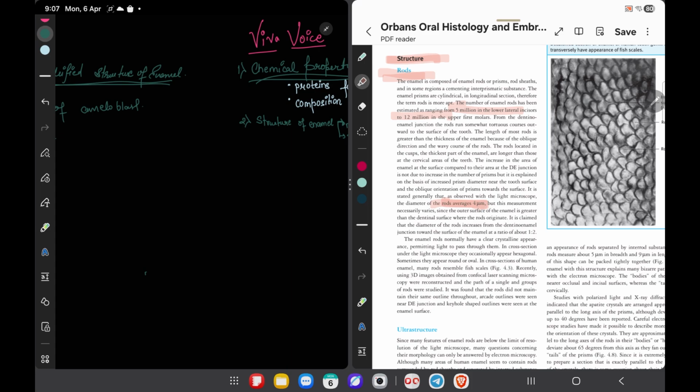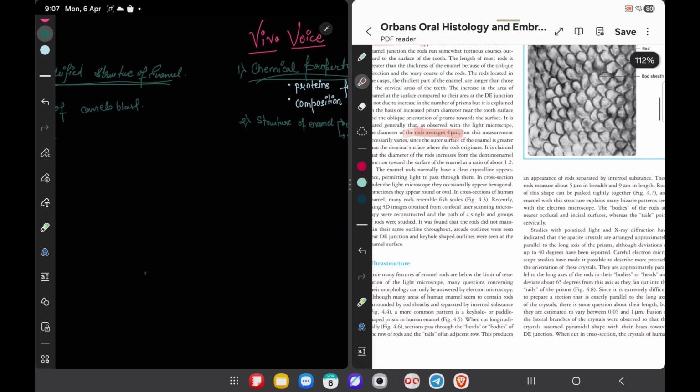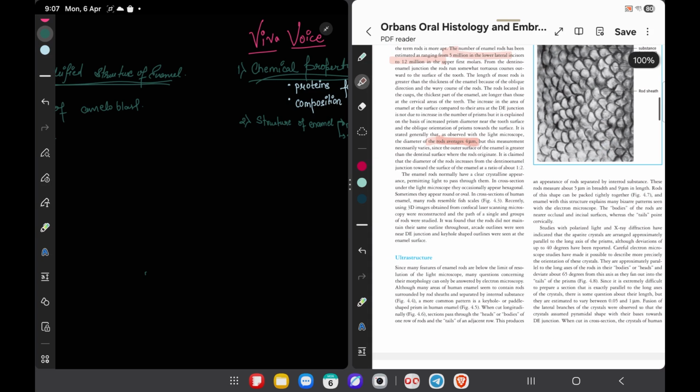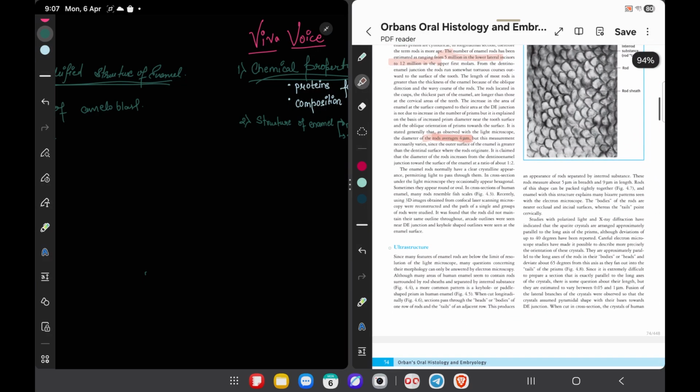So you will talk about enamel rod in this paragraph, and you will have to write about its width, its appearance, where it is more dense, where it is less dense, what direction it follows. Everything will be in this chapter. Everything about ultrastructure. Ultrastructure means the features that are below the limit of the resolution of the light microscope. So this is a more detailed structure.